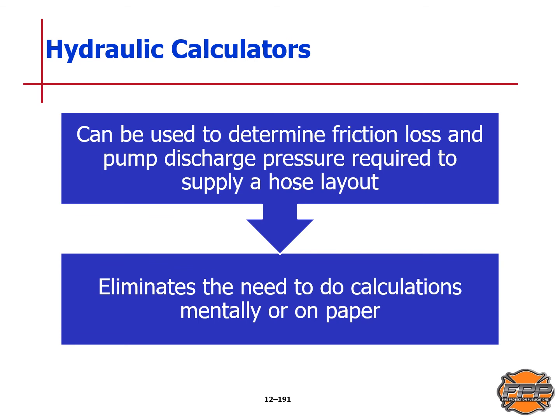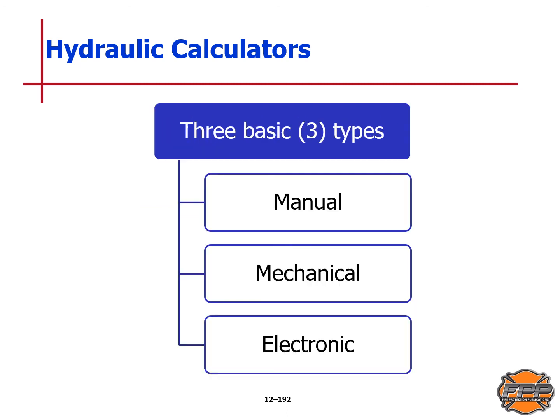Now let's mention hydraulic calculators. These can be used to determine friction loss and pump discharge pressure required to supply a hose layout. This eliminates the need to do calculations mentally or on paper. There are three basic types: manual, mechanical, and electronic.